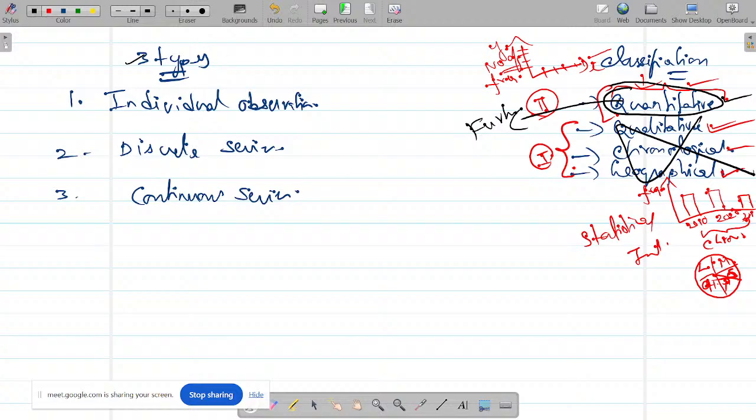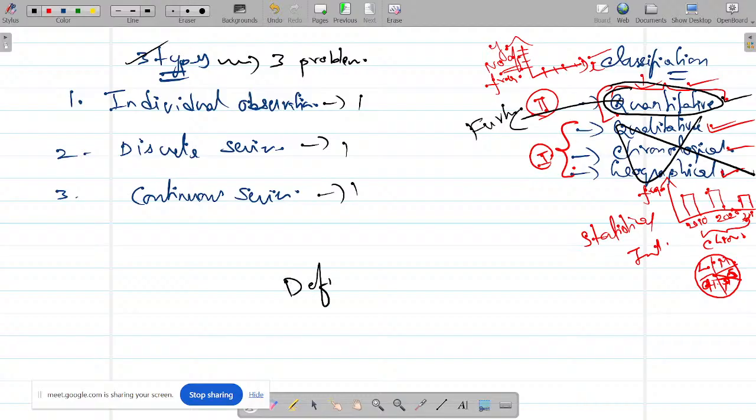So I have taken three types of problems. Individual observation is one, discrete is one, and continuous is one. And for each, we are going to discuss three problems, where I'll be covering all the concepts. Our main focus is on the definition and the formulae. So we'll go in this order.